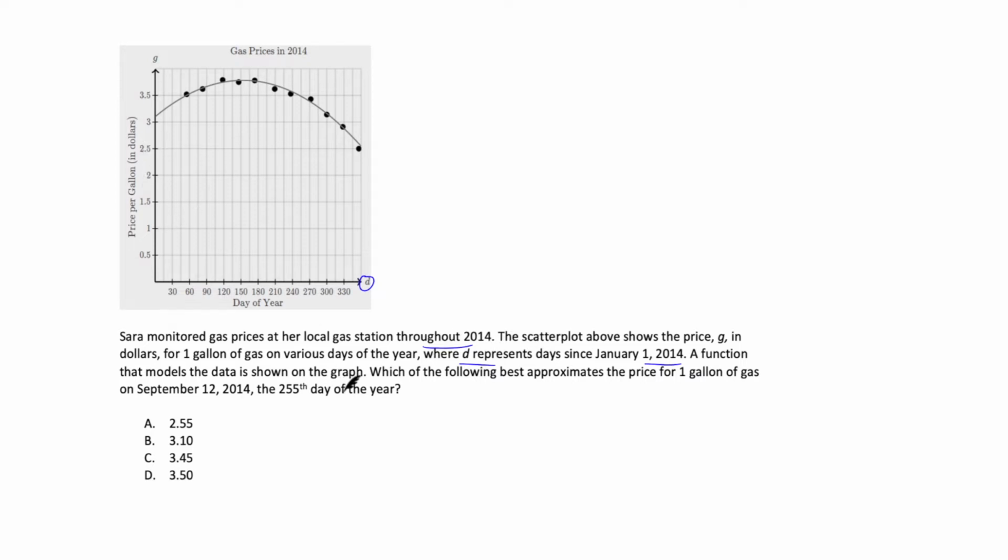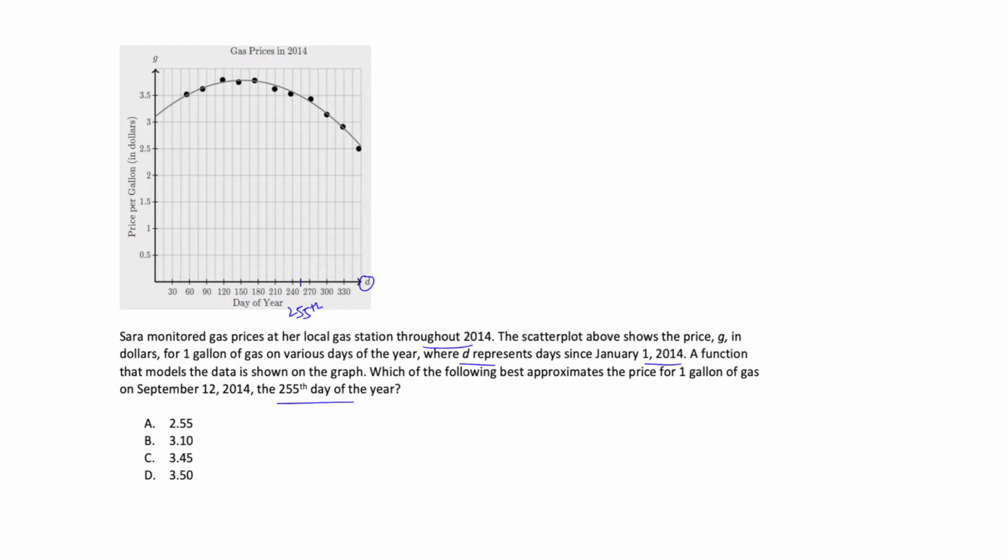A function that models the data is shown on the graph. Which of the following best approximates the price for 1 gallon of gasoline on September 12, 2014, the 255th day of the year? So we need to look at the x-axis because the days are on this axis, and 255th is basically this point. Between 240 and 270, this is the 255th day.